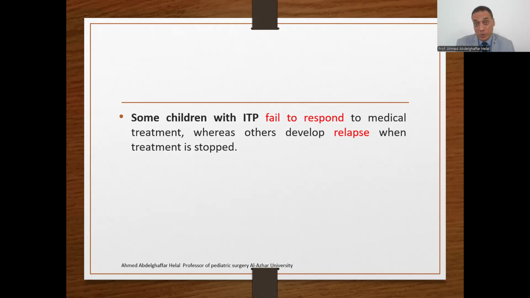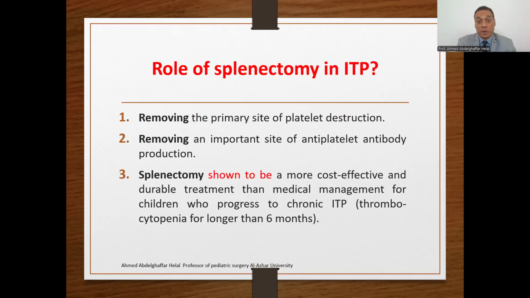Some children with this medical management may fail to respond or may develop a relapse. So we should know the role of the splenectomy here, to remove the spleen, as the spleen is the site of the destruction of the platelets. Role of the splenectomy, number one: removing the primary site of platelet destruction. Number two: removing important sites of antiplatelet antibody production, opsonization.